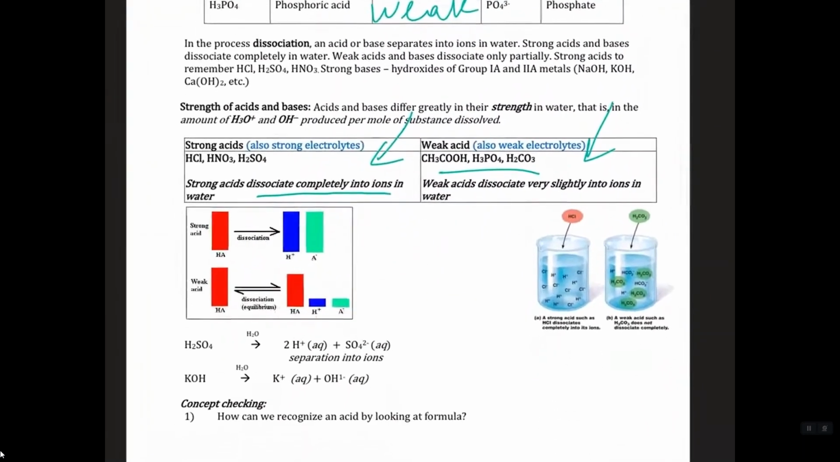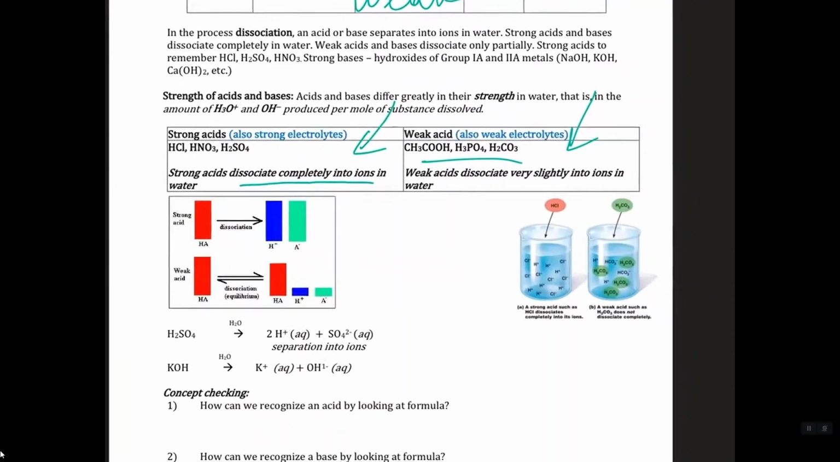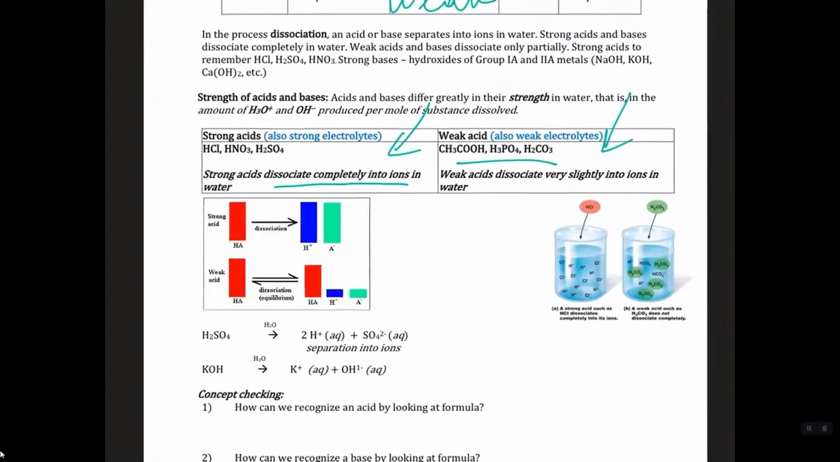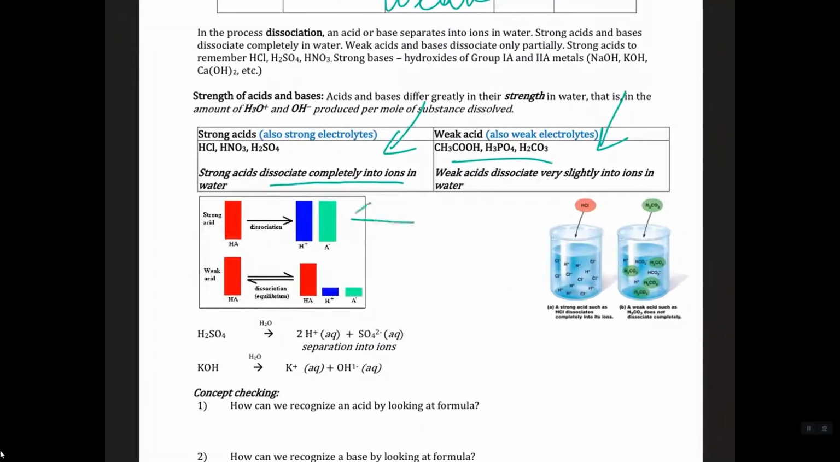So if you look at it right here, you'll see that strong acid dissociates 100%, right? So every single molecule that you put there is going to produce proton and some kind of anion. Versus weak acid, look at it. Most of it will stay intact, but some will produce hydrogen ion and anion. So that's the difference. Right here, lots of ions versus here, few ions.